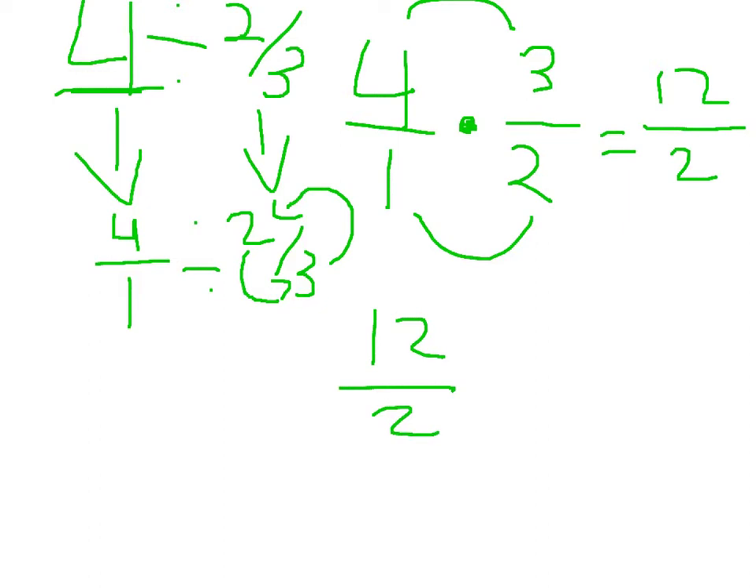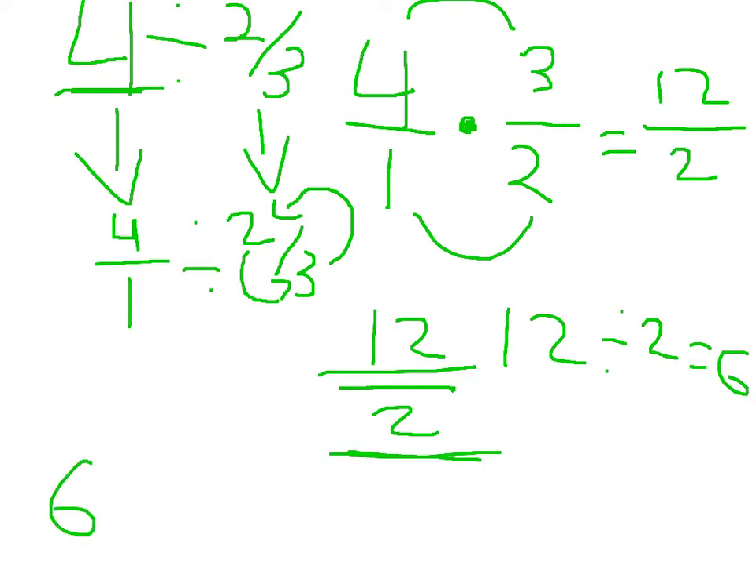And then the last thing we have to do is divide the numerator by the denominator. So that 12 divided by 2 equals 6. So we found out that Josie puts the water into 6 smaller bottles to share with her friends.